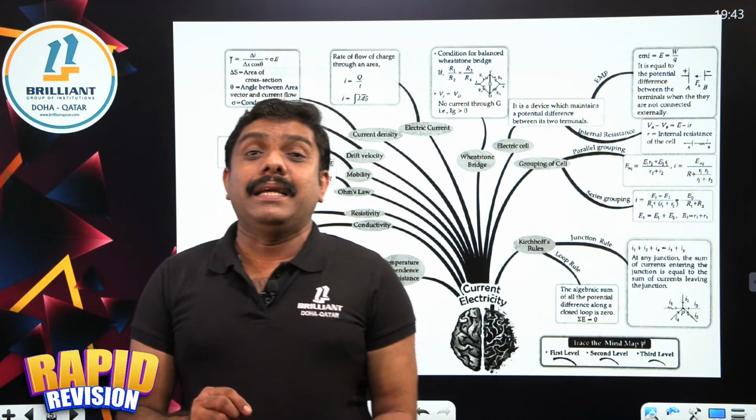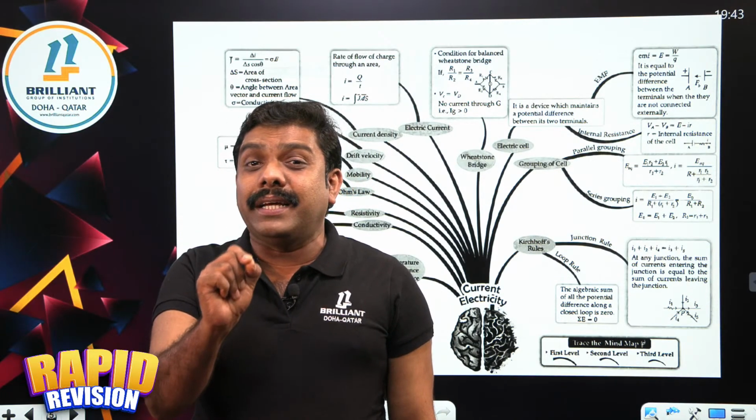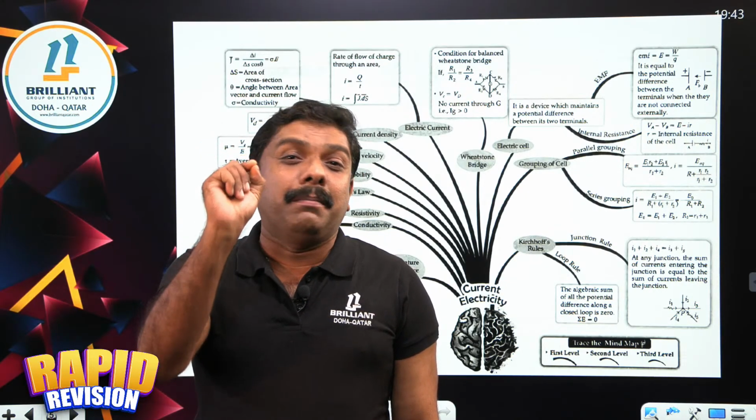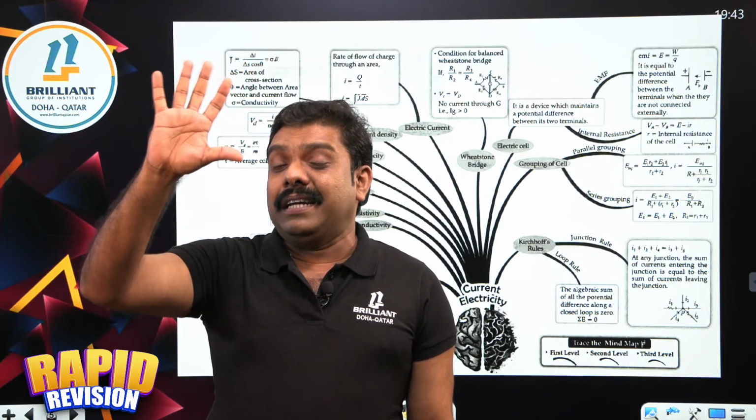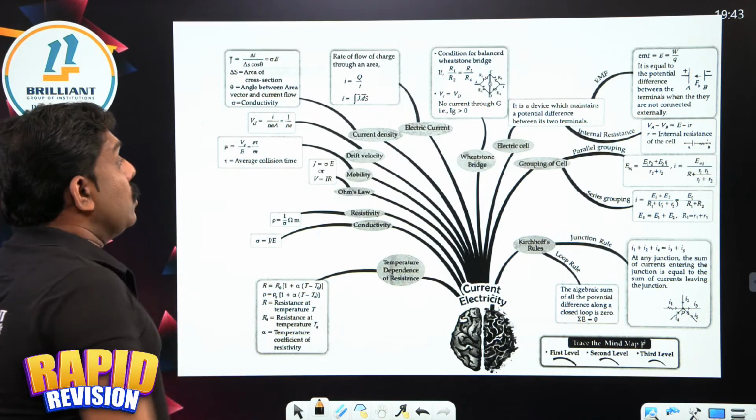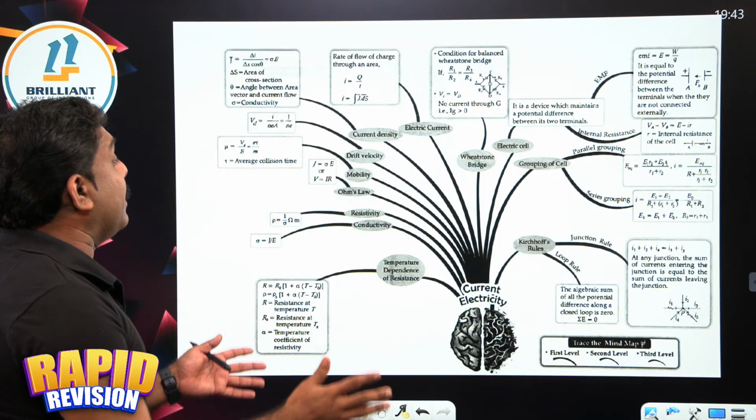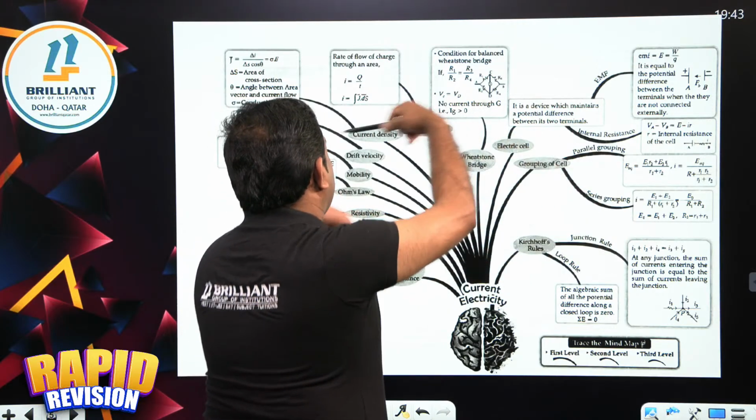Current electricity has the highest weightage as a single chapter in board examination. A single chapter, it has high weightage. That is the chapter, current electricity. Many concepts are there. Look, a number of arrows are there here.